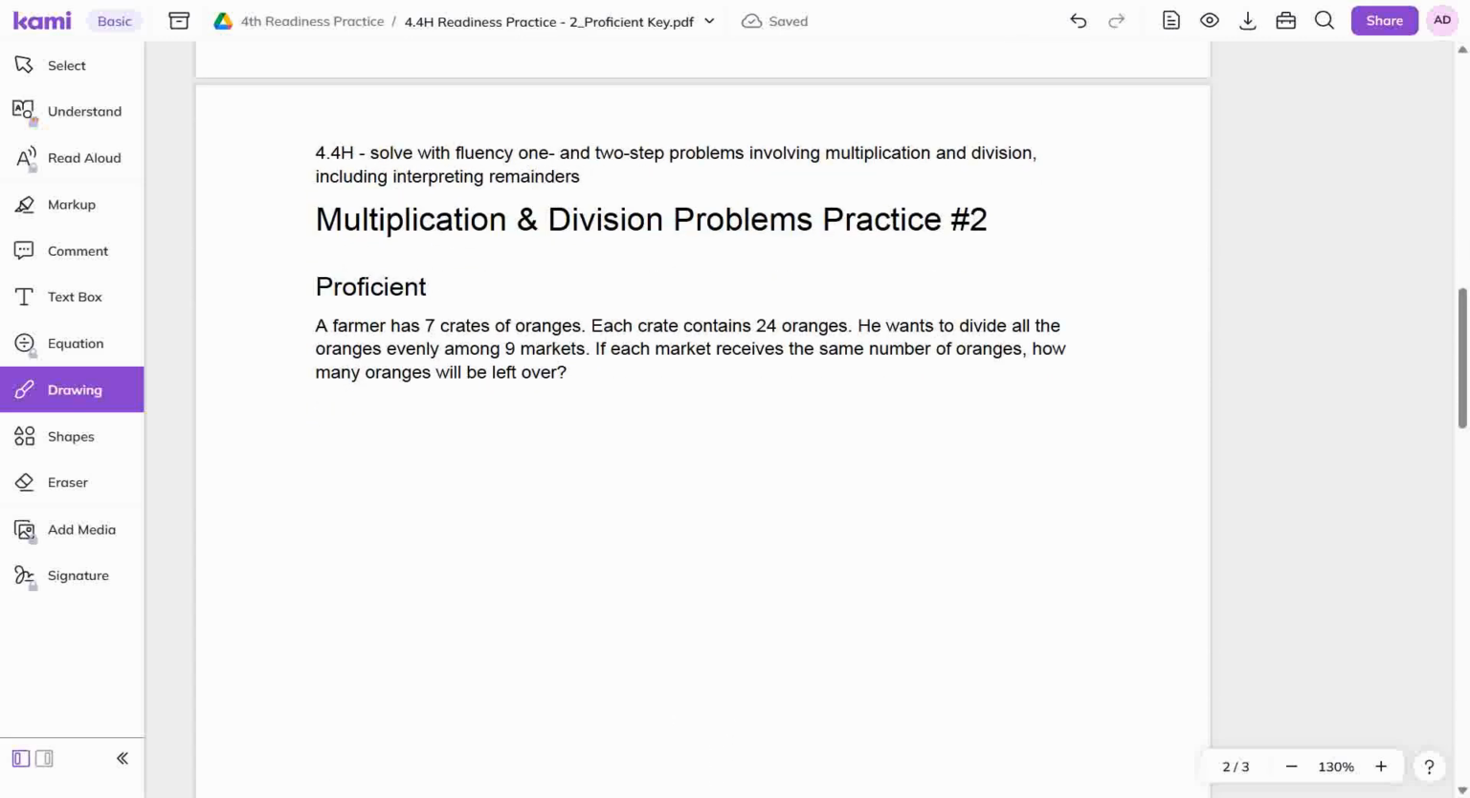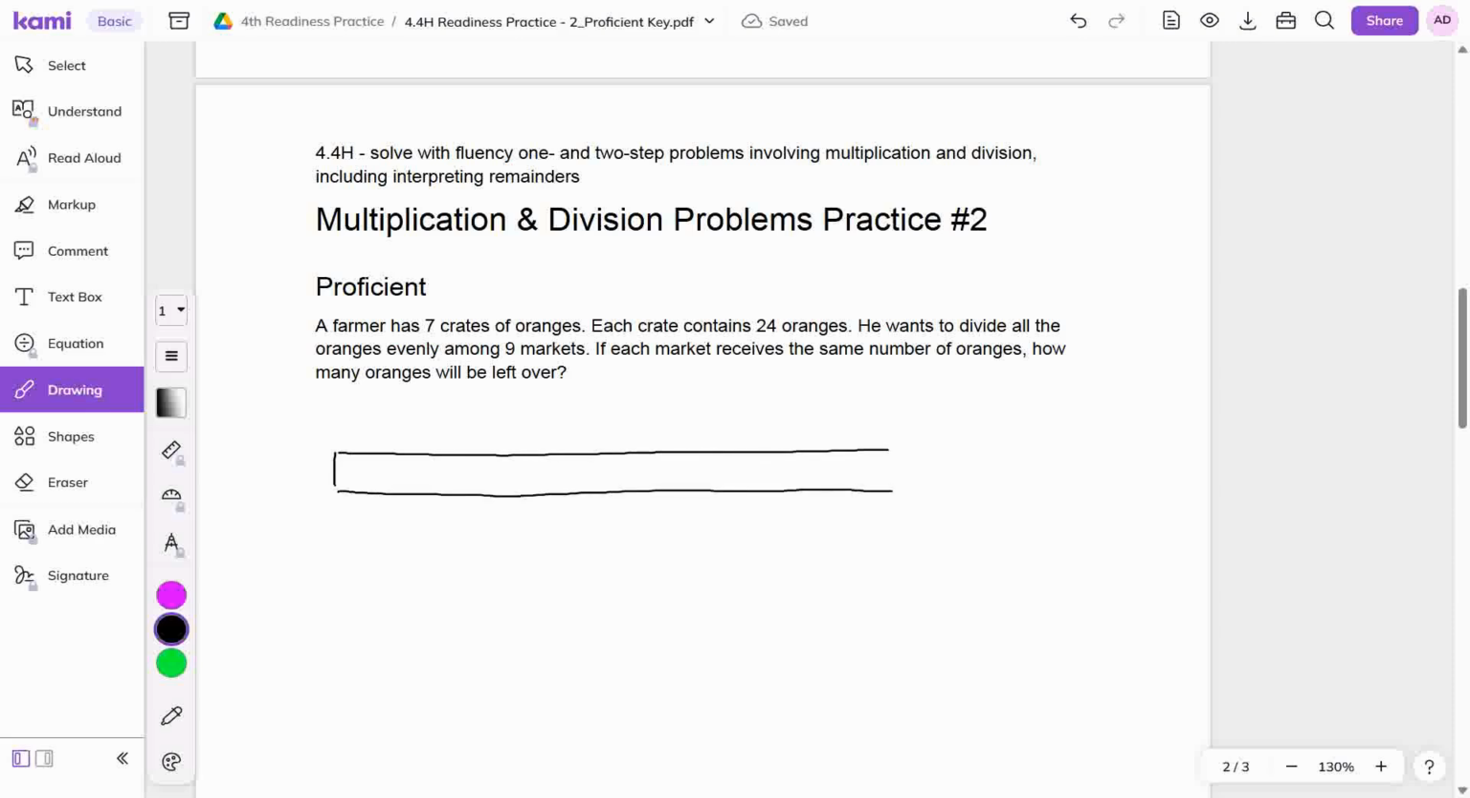Next, we have a farmer, and we are selling oranges. So 7 crates. Each crate contains 24. So let's do that first. So we're going to multiply here. So we've got a 7. And I'm just going to draw 1, 2, 3, 4, 5, 6. So that's going to, 6 lines is going to give me my 7. And then we can have 24 in each. So 24, 24, 24, and then all the way down. So that's quite a few oranges.